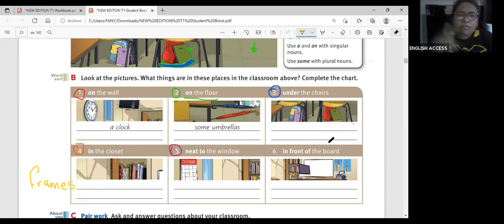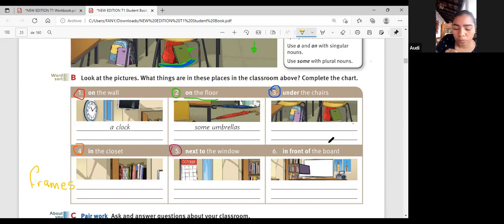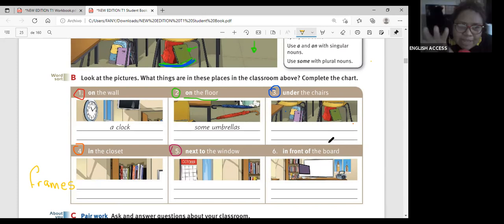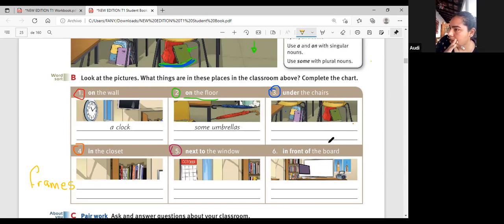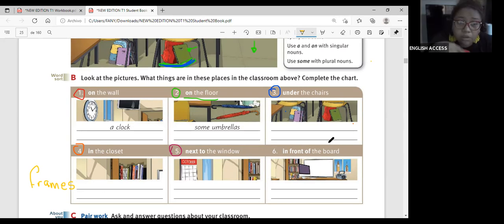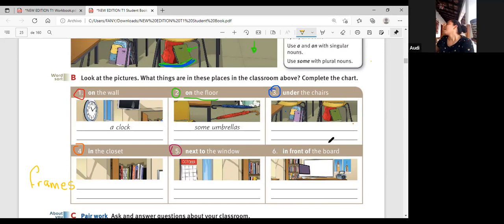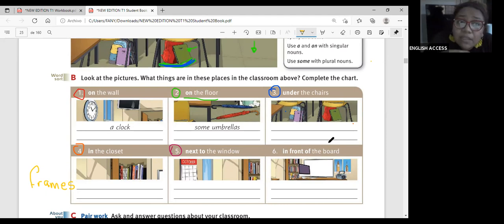What is on your wall? Look around you. What do you have on your wall? In your house, Audia. No en el libro. In your house. What's on your wall? Some chairs? En tu pared? On your wall. A clock. A clock, good. What else?